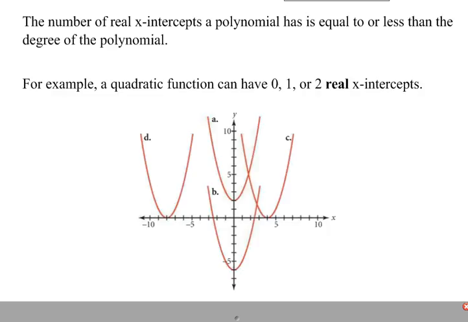In example B, we see the parabola here that crosses the x-axis twice. So it has 2 x-intercepts. Part C, here's an example of a quadratic that has 1 x-intercept because it touches the x-axis once. And same with part D, also touching the x-axis one time. So these 4 cases cover the 3 possibilities that a quadratic could have: 0, 1, or 2 real x-intercepts.